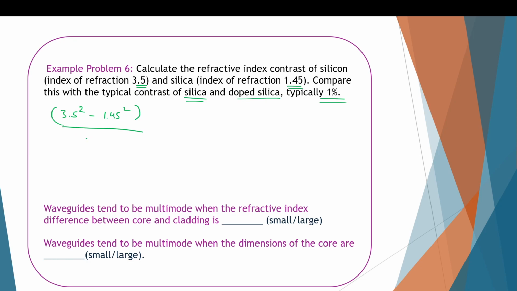The core is 3.5, so below we will write 2 into 3.5 square. I had done this before, so it comes out to be 0.41, that is 41%. So you see the difference, right? Just because the waveguide dimensions are smaller, we are going to such high refractive index contrast. So the confinement is also stronger.